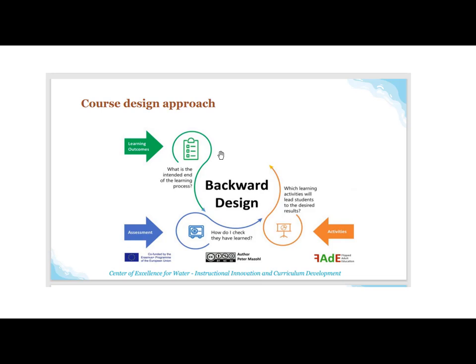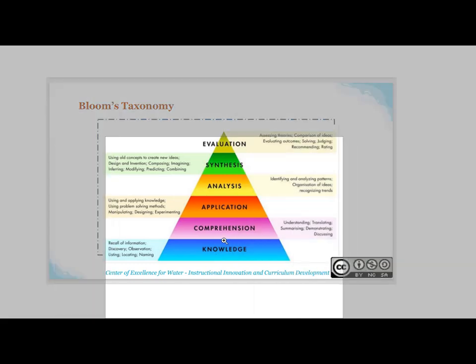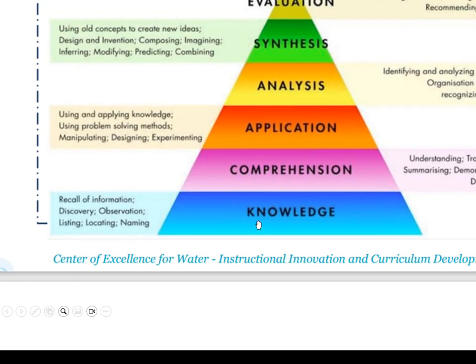Why? Because we use learning outcomes first, which is the intended end of the learning process. Then we go for assessment. How do I check they have learned? And then activities. Which learning activities will lead students to the desired results? This is why it's called a backward design process. Bloom's taxonomy, for people who don't know, is the levels of material. I'm going to enlarge this to read with you.